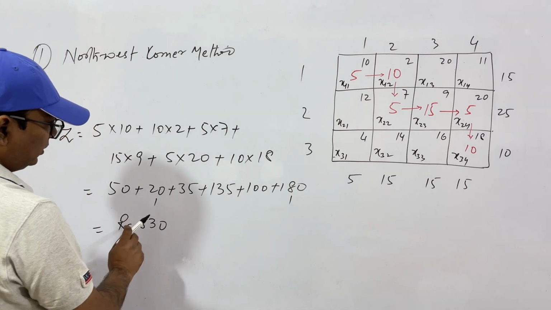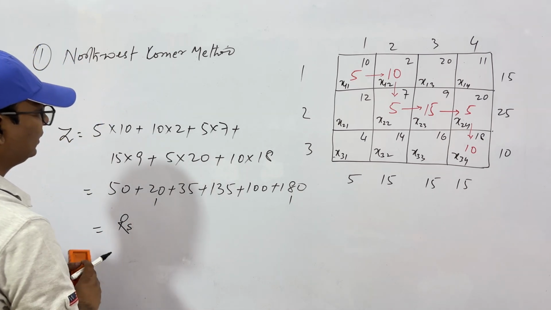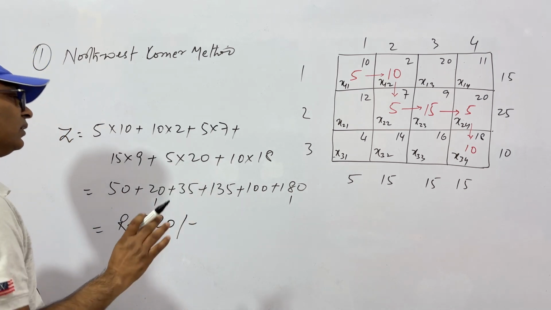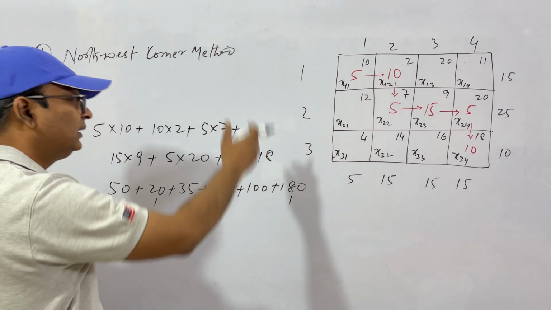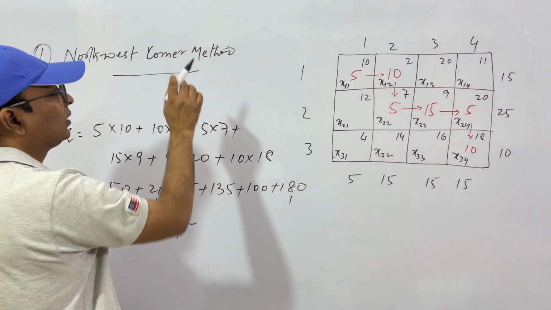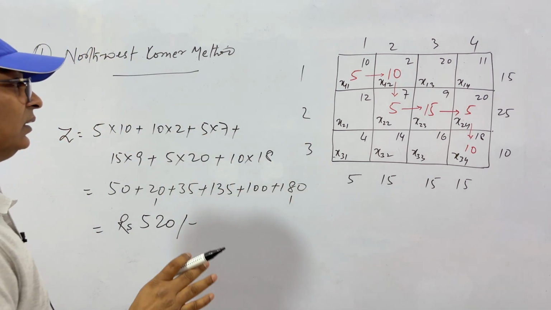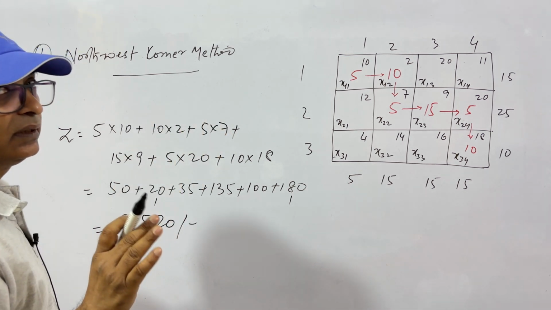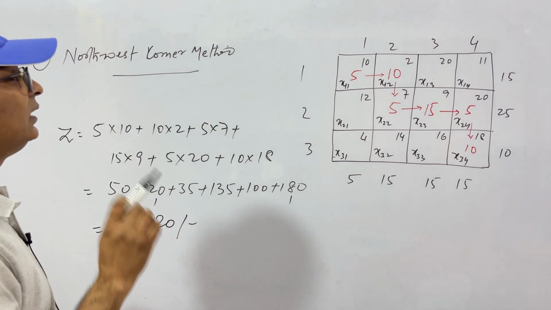See, sorry, not 530. It was 470 plus 50, so 520. So this is the cost of transportation from these 3 supply units to 4 consumption units using the northwest corner method. I told you this does not give you a very good result, but it is the simplest method that you can use. Okay. Now let's see the least cost method.